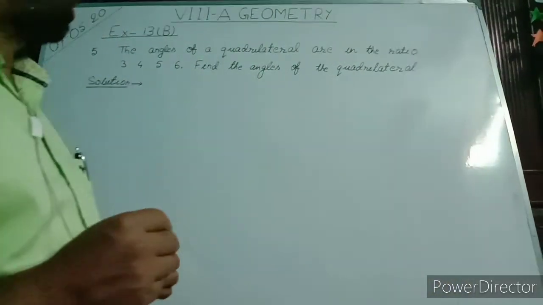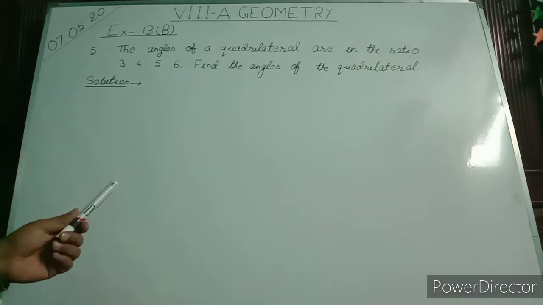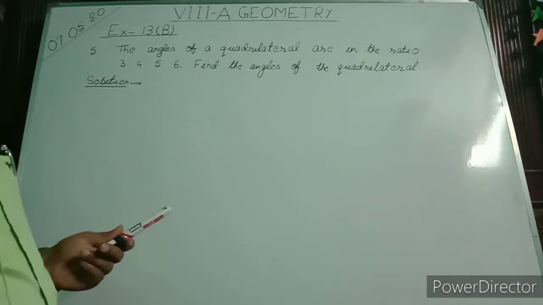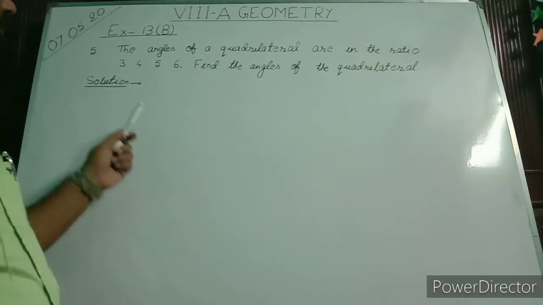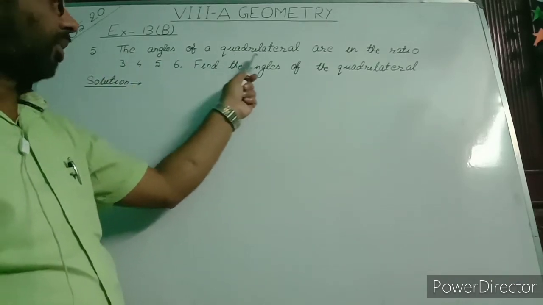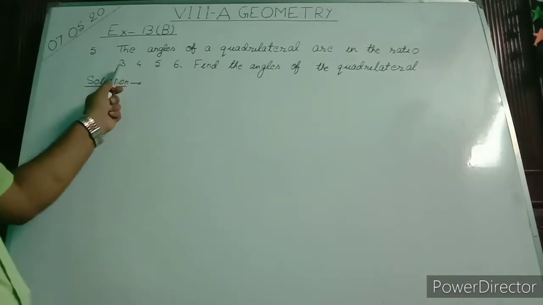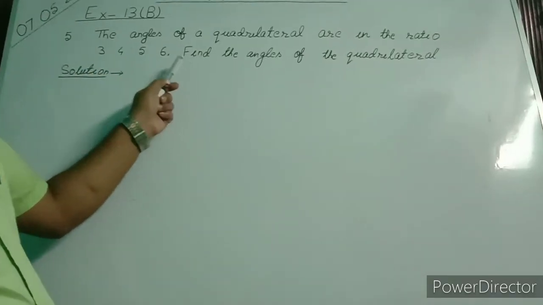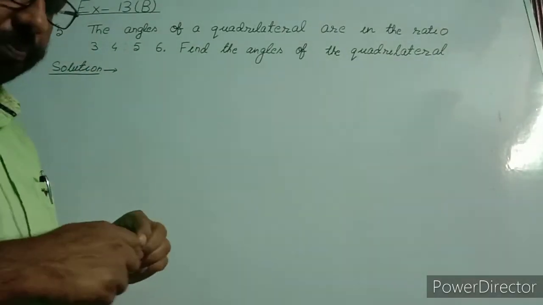In this period of geometry, exercise 13b is continued and we are going to solve question number 5. The question says, the angles of a quadrilateral are in the ratio 3:4:5:6. Find the angles of the quadrilateral.